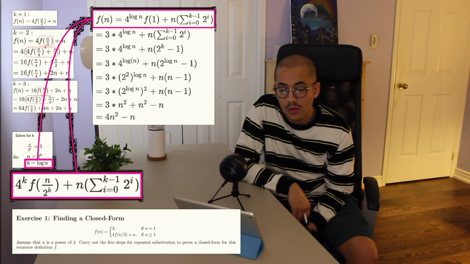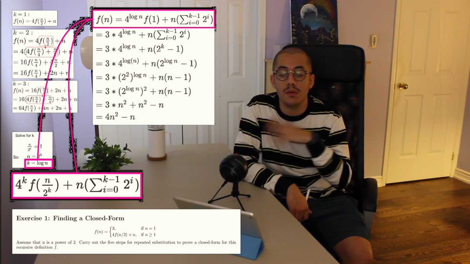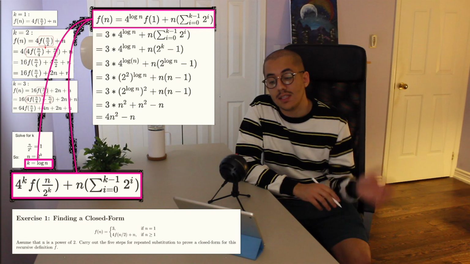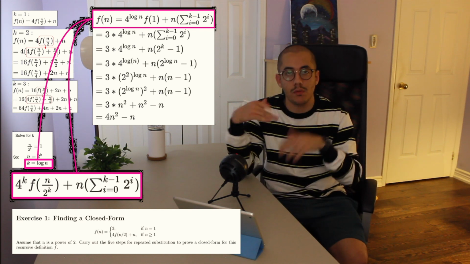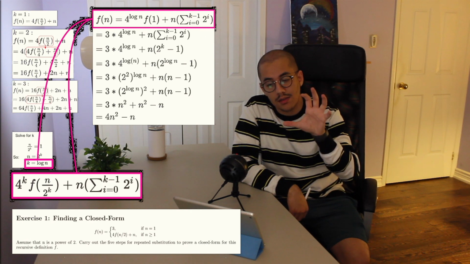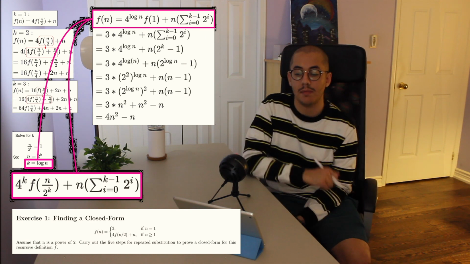And then, as we keep going forward, f of 1 is 3, obviously, and that's going to be multiplied by 4 to the power of log n. You can see that in the second step, plus n, and the summation remains the same, and then we're going to attack it in the next line. And then, in the third line, we're not going to touch the 3 times 4 to the power of log n thing.